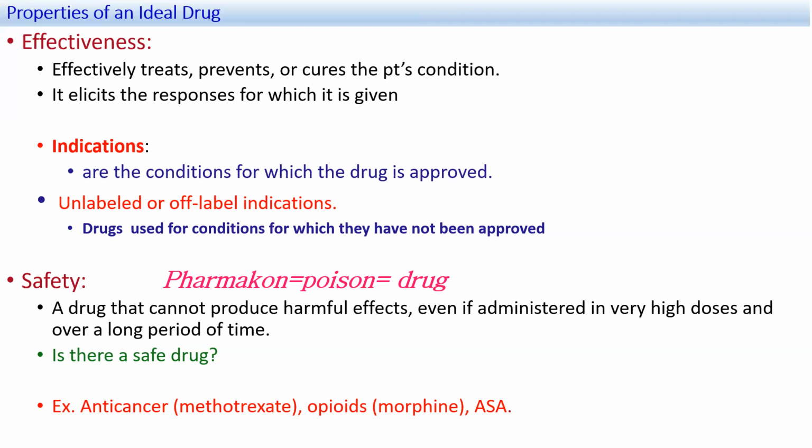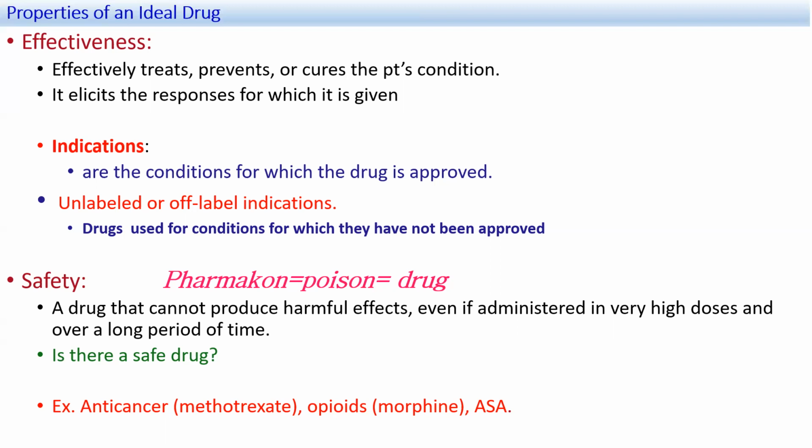So the indicated or labeled indications are the ones known when the drug is released in the market to treat hypertension. That's labeled use. But the unlabeled or off-label use is when we sometimes find that this drug is also good for another condition or other symptoms or manifestations.